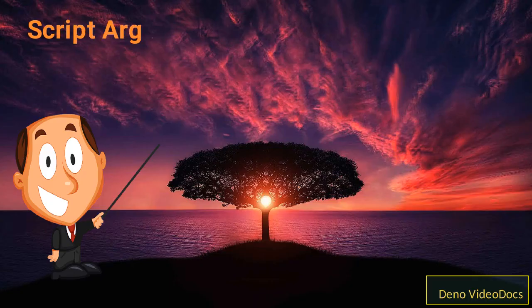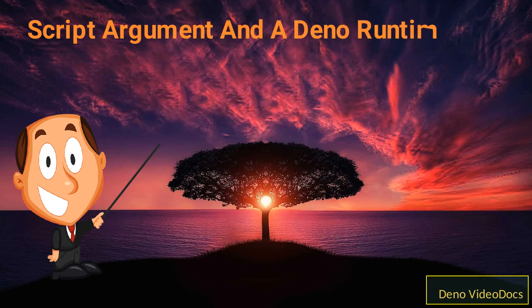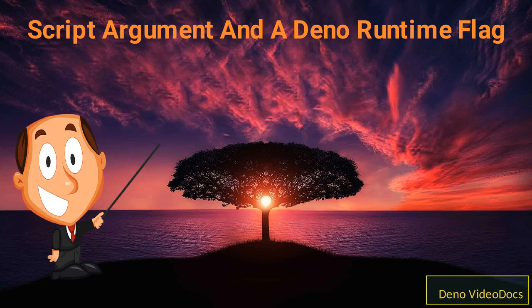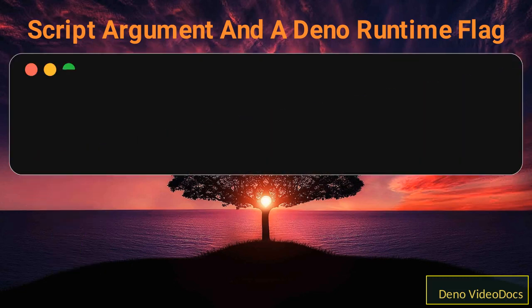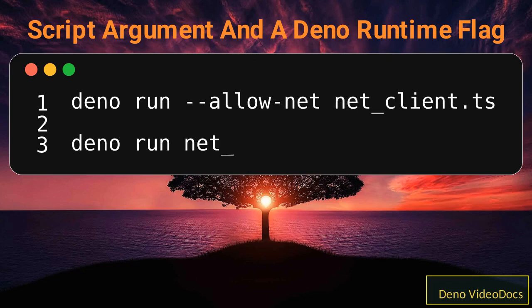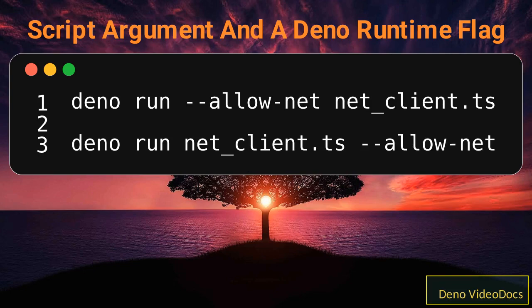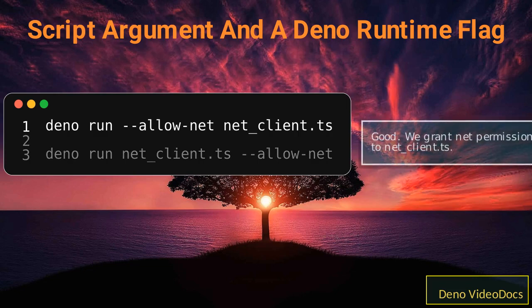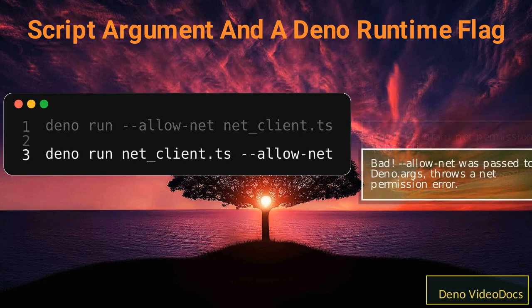What is the difference between a script argument and a Deno runtime flag? Anything passed after the script name is a script argument and not a Deno runtime flag. Good. We grant net permission to net_client.ts. Bad. Allow net was passed to Deno.args, throws a net permission error.